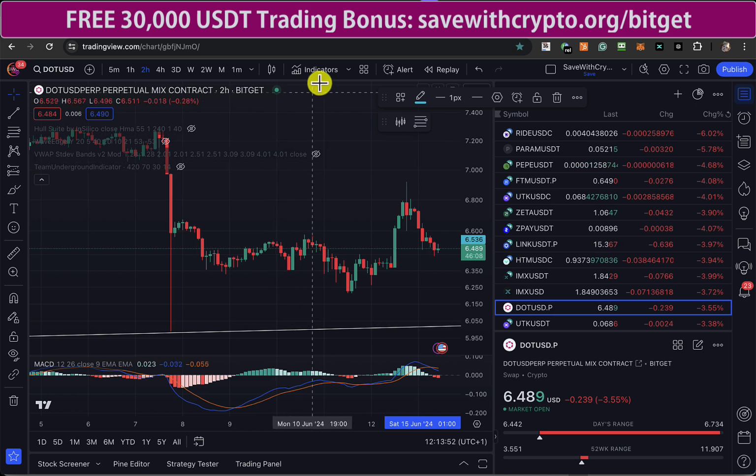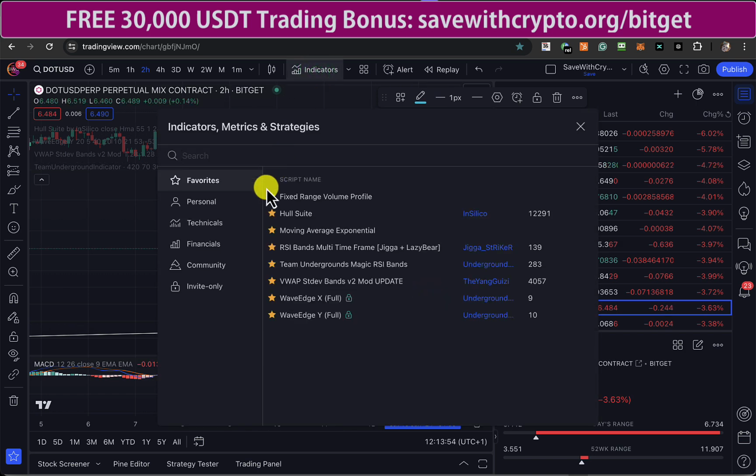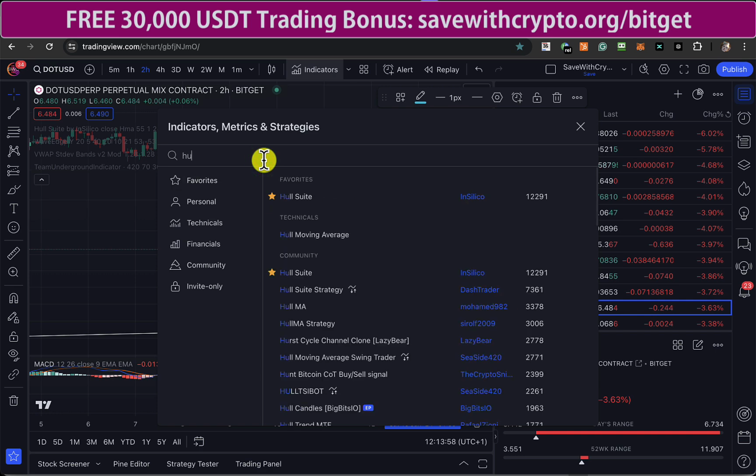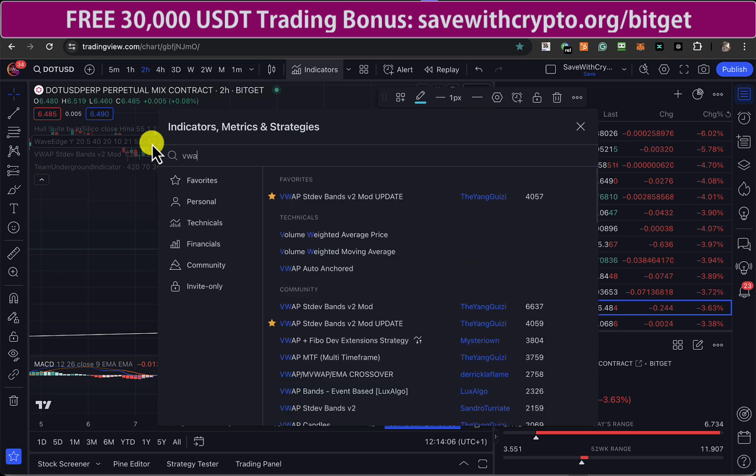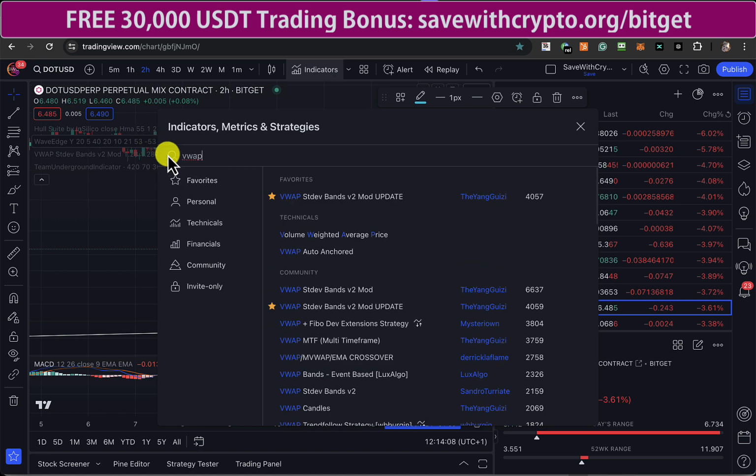To get these indicators, you just go up here, and if you want the Whole Suite, you just search for Whole Suite, HULL. It's Whole Suite by In Silico, that's the one I use. And the VWAP standard deviation is VWAP Standard Deviation Bands Version 2 Mod Update. That's the one I use. Okay, and that's by the Yang.